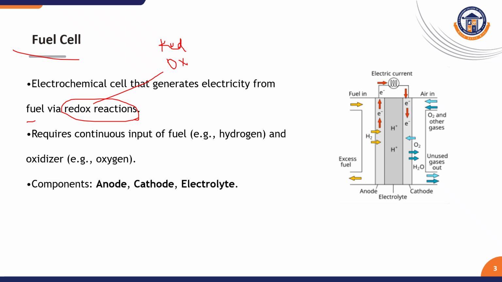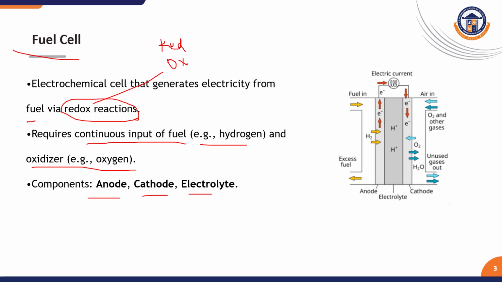A fuel cell is a galvanic cell in which the chemical energy of fuels is directly converted into electrical energy. That is what we call a fuel cell. It requires continuous input of fuel; here the example is hydrogen, and the oxidizer is oxygen. What are the components present in a fuel cell? Anode, cathode, electrolyte. See the diagram, you may understand how the H2 gets ionized.